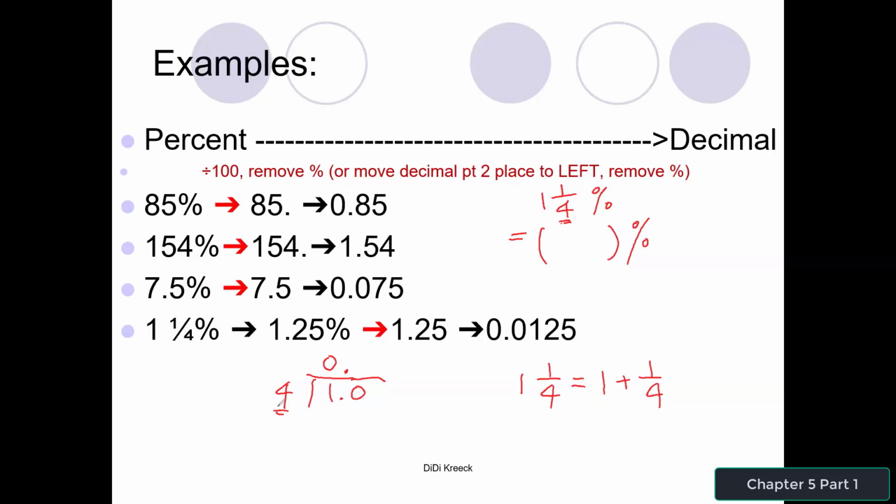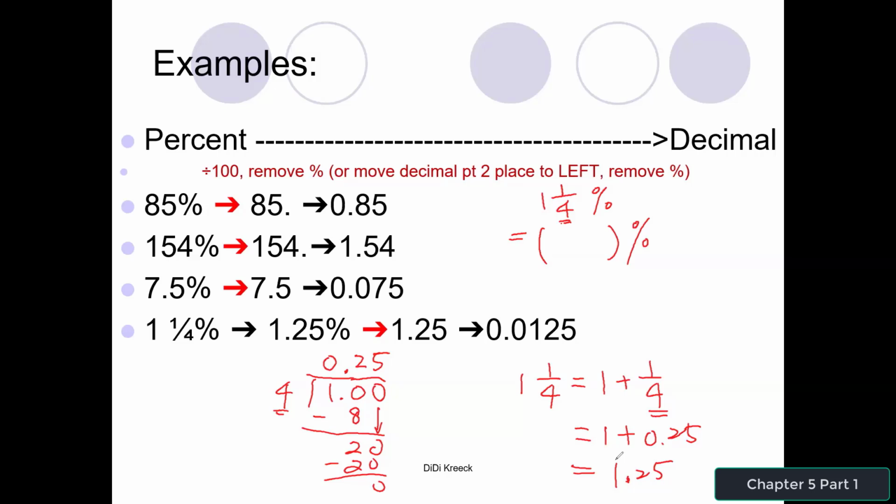Add the 0, 10 divided by 4, I can have 4 go 2 times and make 8. Here we have 2, right? Add the 0, bring that down. 20 divided by 4, I can have 4 go 5 times. 5 times 4 will be 20, so we can divide this evenly. Okay, so I know that 1/4 is 0.25. Okay, so 1 1/4 will be 1.25.